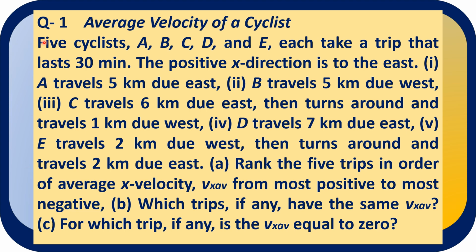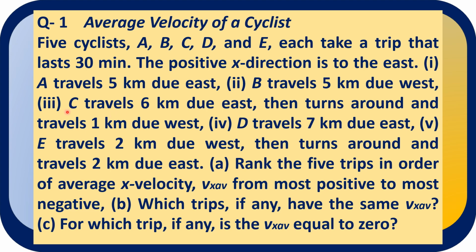Our question number one is about the average velocity of a cyclist. Five cyclists, A, B, C, D, and E, each take a trip that lasts 30 minutes. The positive x direction is to the east. Number 1, cyclist A travels 5 kilometers due east. Number 2, cyclist B travels 5 kilometers due west.